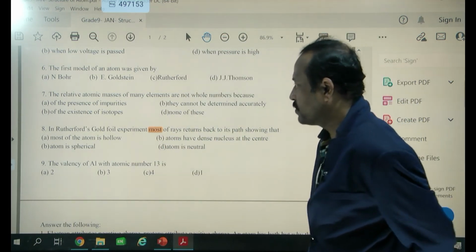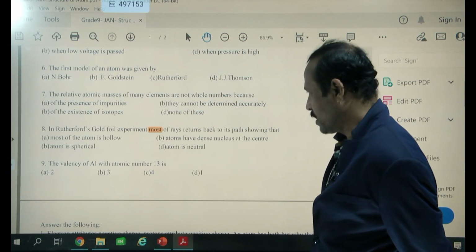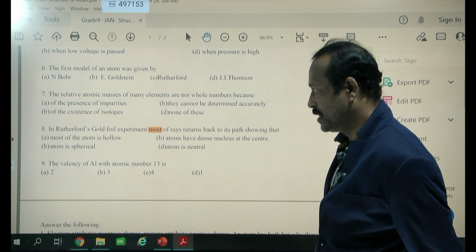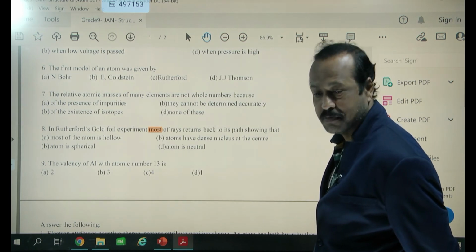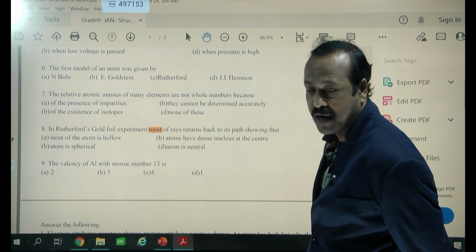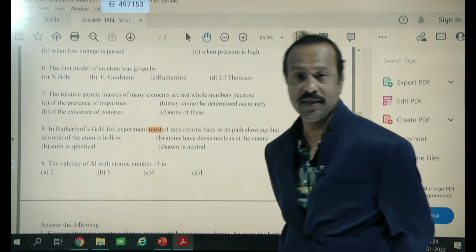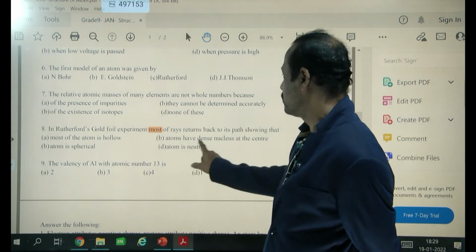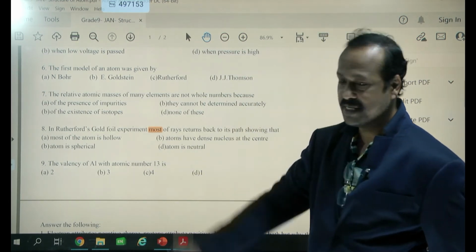What might be the reason here? One, most of the atom is hollow. Second, atoms have a dense nucleus at the center. Third, atom is spherical. And fourth, atom is neutral. What might be the answer here? Very good. Atoms have a dense nucleus at the center.